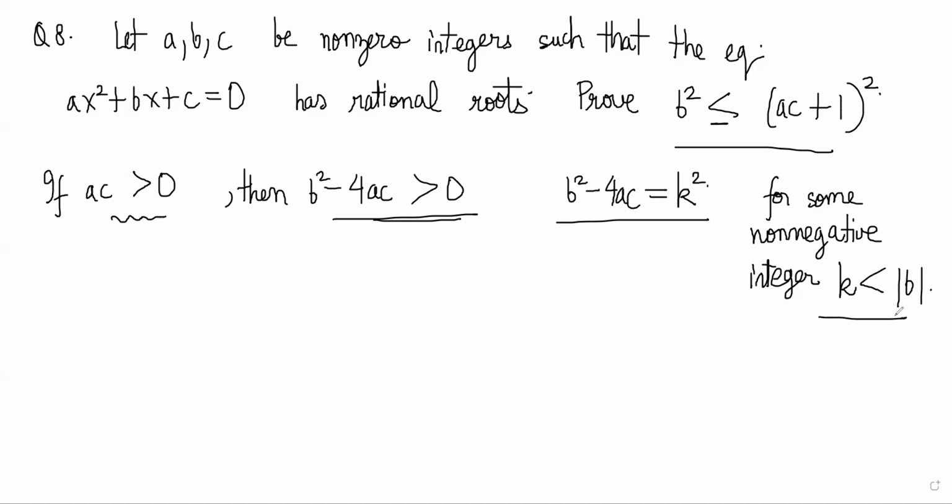Think about this. Let a, b, c be non-zero integers such that the equation has rational roots. The discriminant must be greater than or equal to 0, and the discriminant must also not be irrational, because irrational roots will occur in pairs.